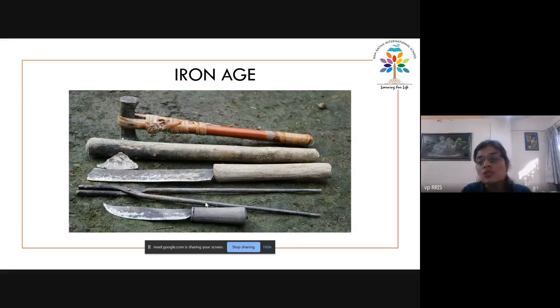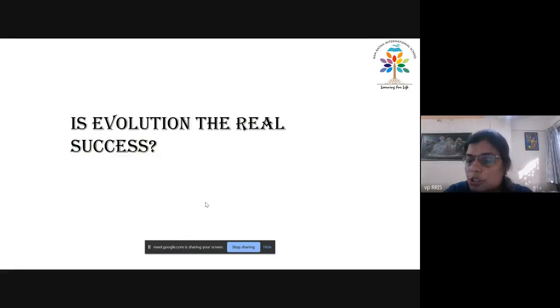So this is how, children, we have evolved over the three ages, from the stone age to the bronze age to the iron age. Yes, we have become smarter, we have invented and discovered so many things, we have made our life so comfortable. But do you think this evolution is real success, children? Can you please share your opinion with me? Is this evolution the real success?